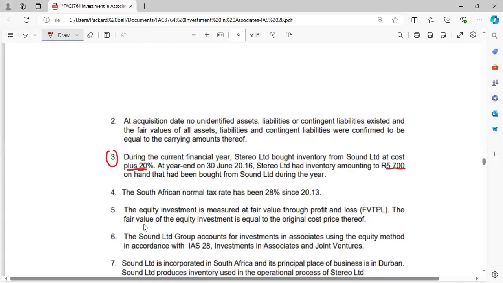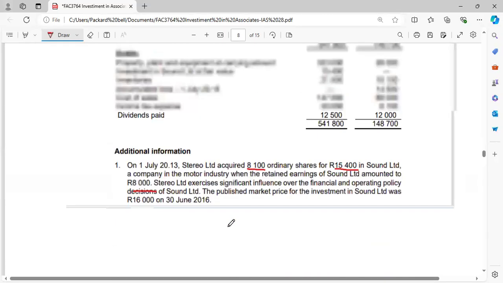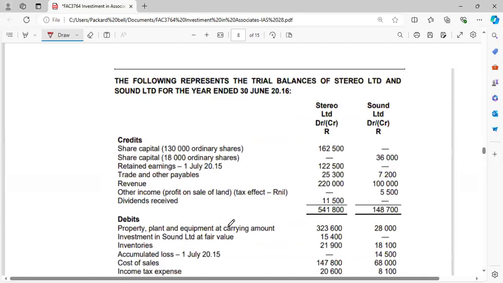Here you should look at who made profit, who sold to who, who is still holding the inventory. So here we're looking at Stereo Limited bought inventory from Sound Limited. So let's see who is Sound Limited. Okay, so Sound Limited is the one who made profit, and Stereo Limited is the one who is holding the inventory. So which means when you go to adjust your statement of financial position under the inventory, don't forget to adjust them and realize profit in the inventory of the Stereo Limited group.